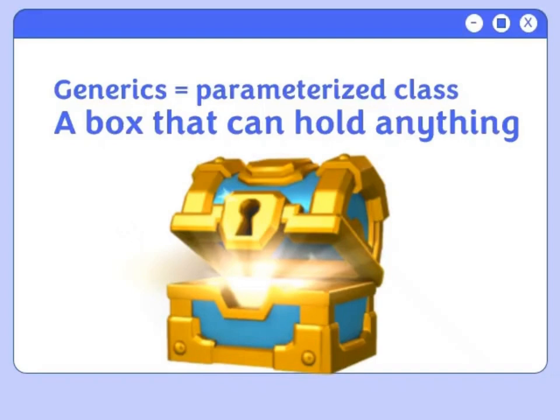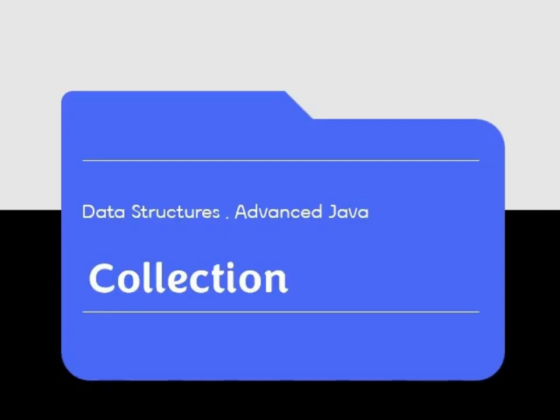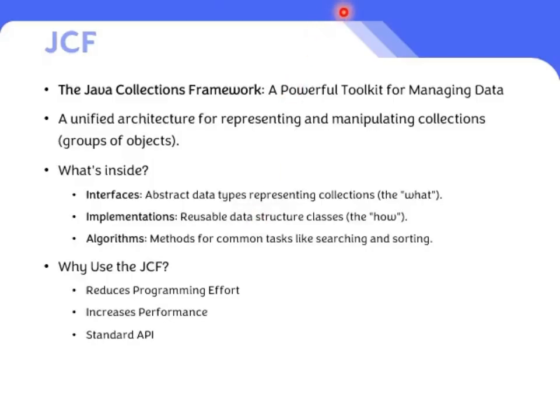To sum up, generics are like parameterized classes, treasure chests that can hold anything. We're almost there now. This is the last part. The array list we've learned about and other data structures we'll learn in the future are actually part of the massive treasure chest called the Java Collection Framework, or JCF. JCF stands for Java Collection Framework, which is a unified structure for managing data.